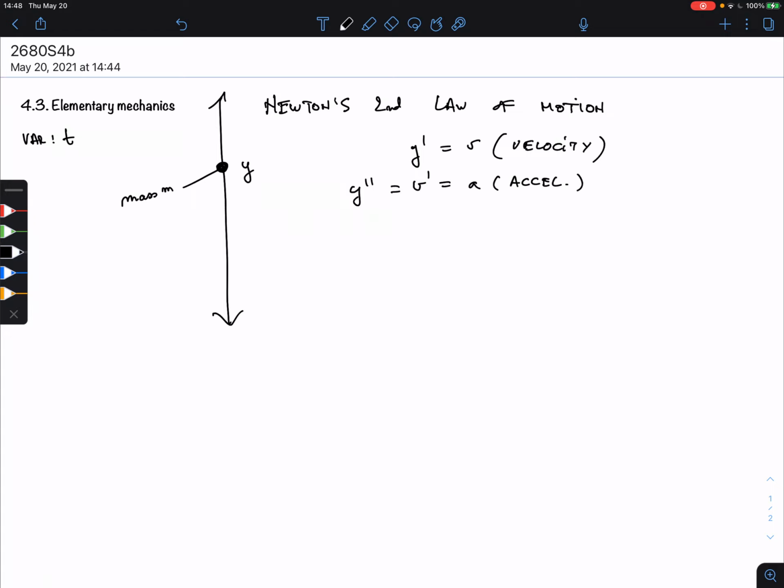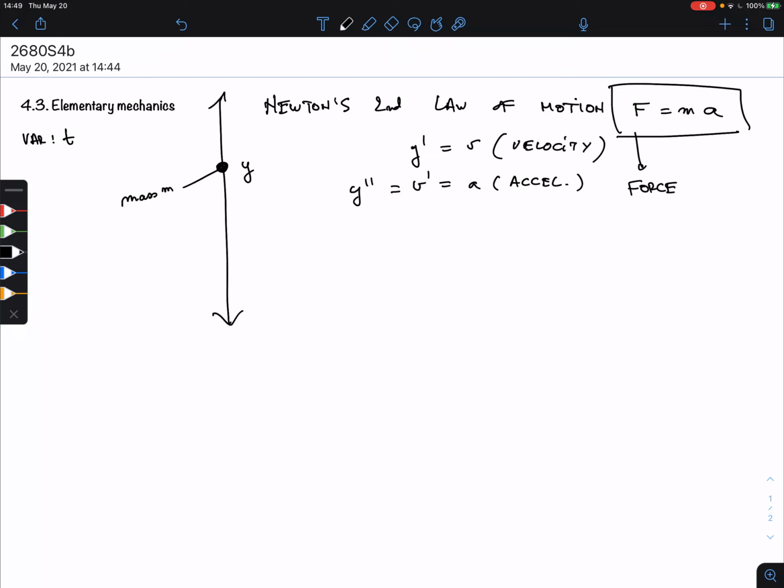Now, what is Newton's second law of motion? Let me write down the law here. I'm going to box it. It's a very simple law. It says F equals ma. Now, a, we already said, that's the acceleration. m is the mass of the object. What is F? F is the force.